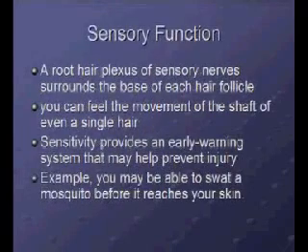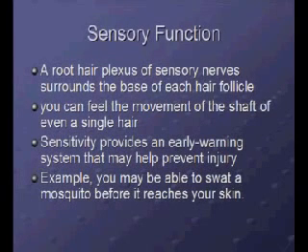Hair also has a sensory function. The root hair plexus of sensory nerves surrounds the base of each hair follicle. You can feel the movement of the hair shaft, even of a single hair, due to the sensitivity of those nerves. Sensitivity provides an early warning system and may help prevent injury. An example is that you may be able to swat a mosquito as it lights on the surface of the skin because it touches the hair first, so you're able to swat it away.